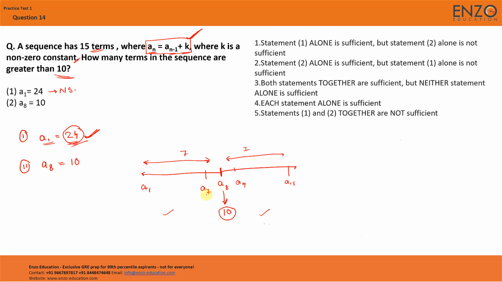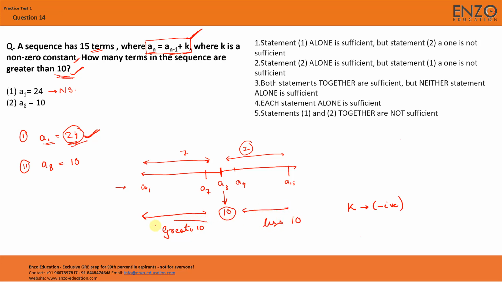Let's suppose this is an increasing AP, so all the numbers from a_1 to a_15 would be in increasing order. So all the numbers from a_9 to a_15 would be greater than 10, and these are nothing but 7 numbers. And we need to find how many numbers in this sequence are greater than 10. Now let's suppose this is a decreasing AP where the value of k is negative. Now if this is a decreasing AP, all the numbers from a_1 to a_7 would be greater than 10, and all the numbers from a_9 to a_15 would be less than 10.